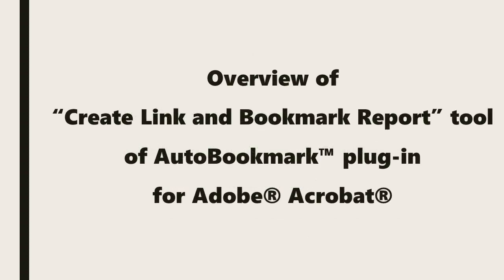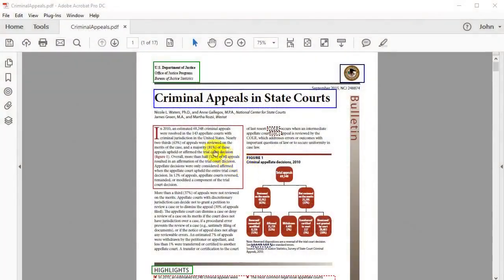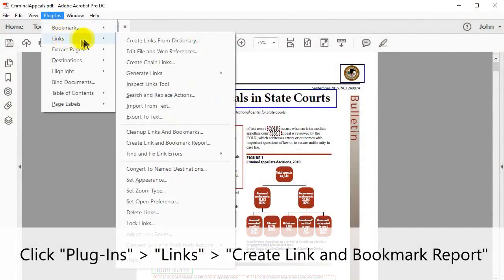Let's begin with an overview of the Create Link and Bookmark Report tool in the AutoBookmark plugin for Adobe Acrobat. So what is this tool? It creates a detailed report on links and bookmarks showing action statistics, file dependencies, URL references, named destinations, and link errors. It's useful for creating such reports for single or multiple PDFs. To use the tool, click Plugins in the upper menu, then Links, then Create Link and Bookmark Report.